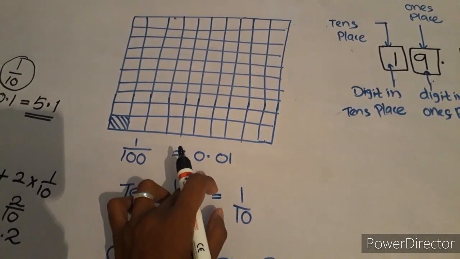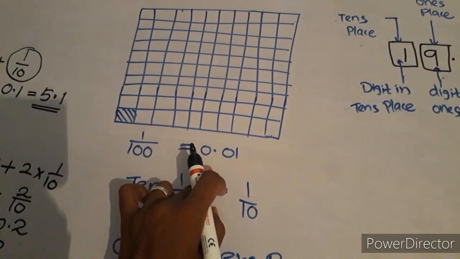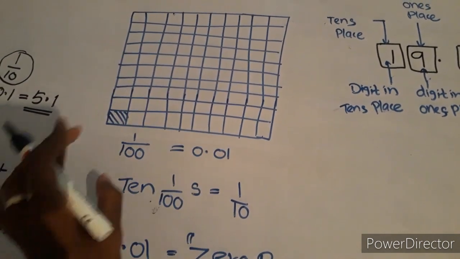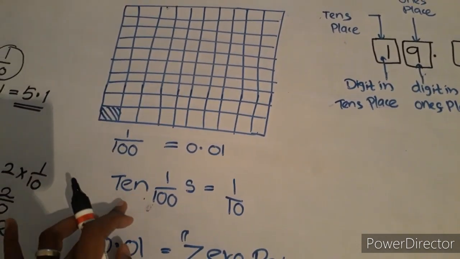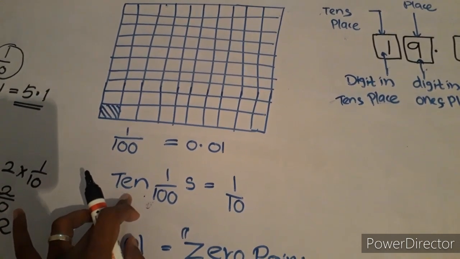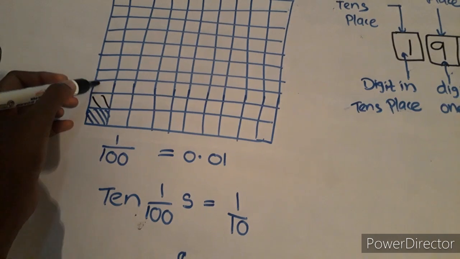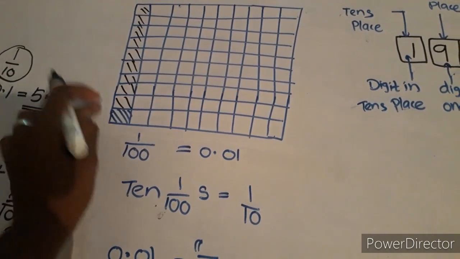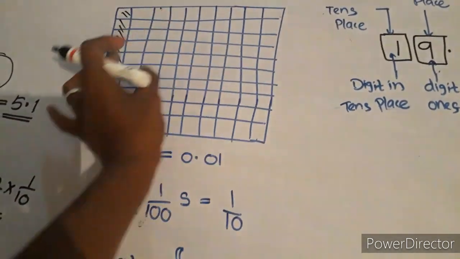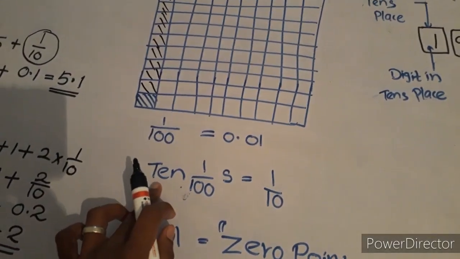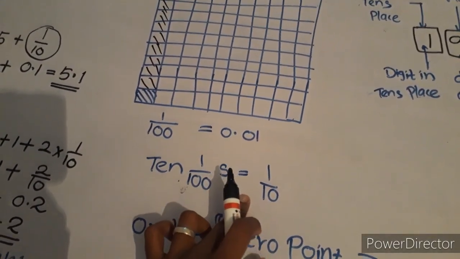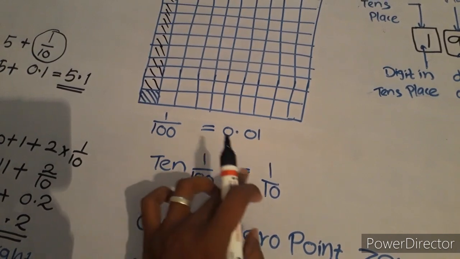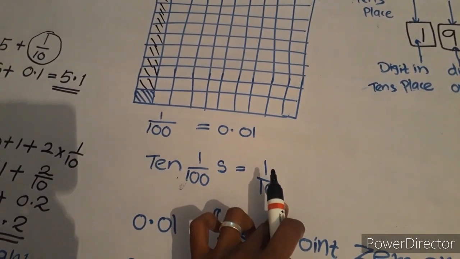How can we read this? We'll see how to read it. Before that, if I color 10 parts here, there are 10 parts. The whole row and column are 10, so 10 hundredths is equal to 1/10. 10 hundredths is equal to 1/10.